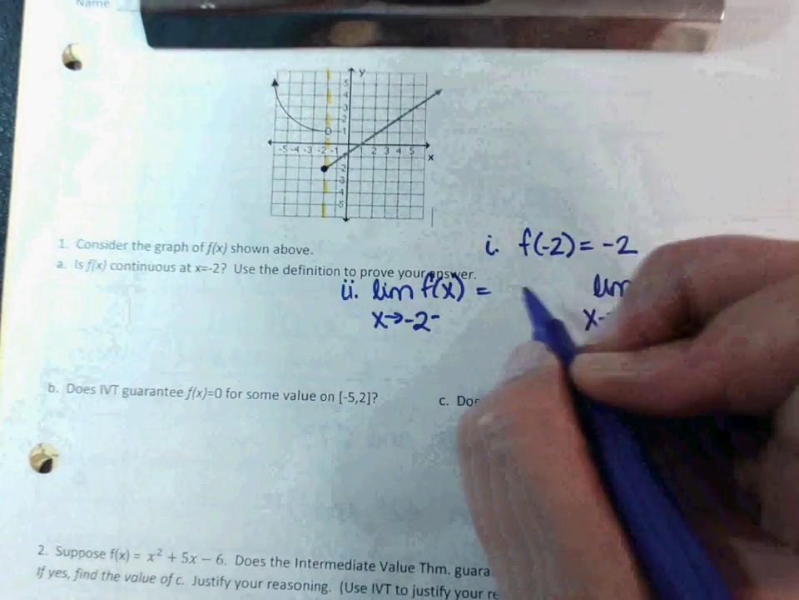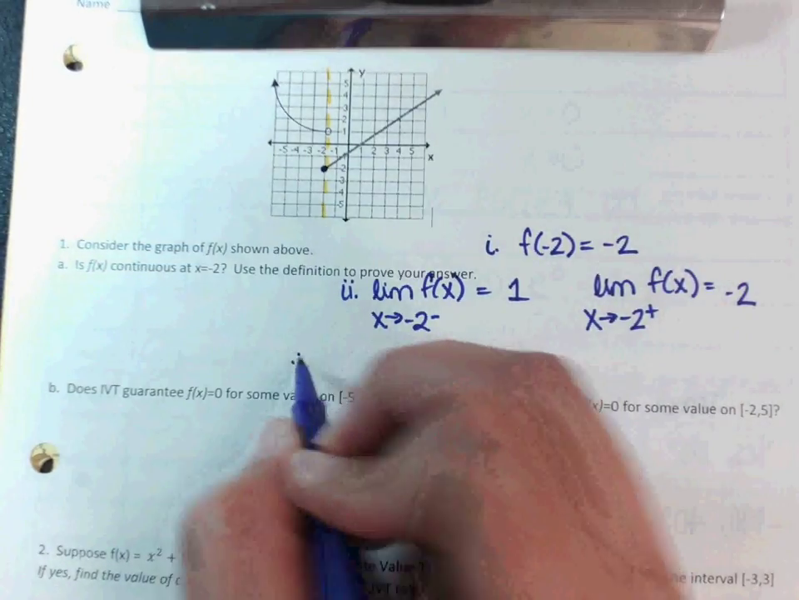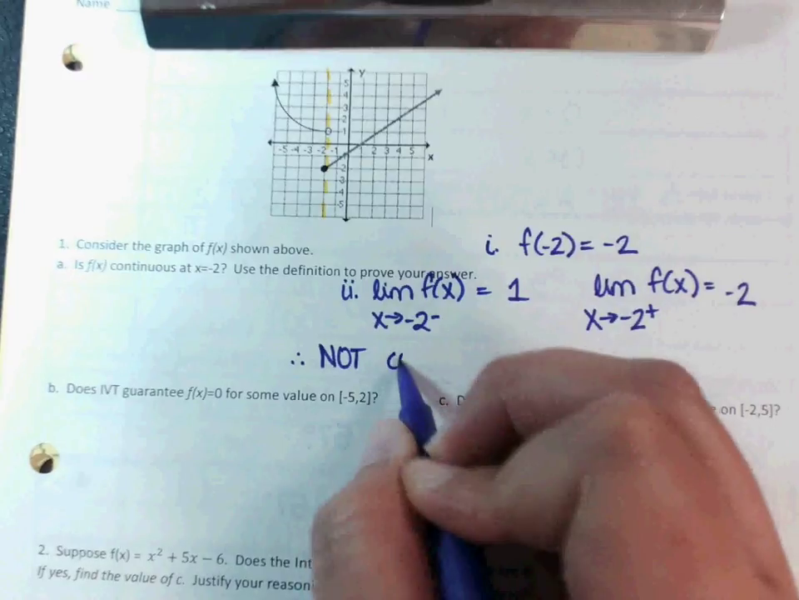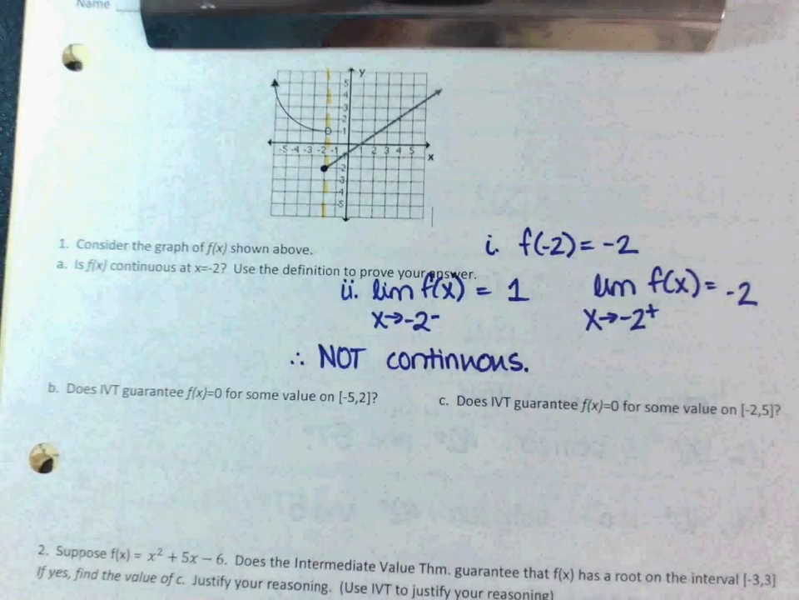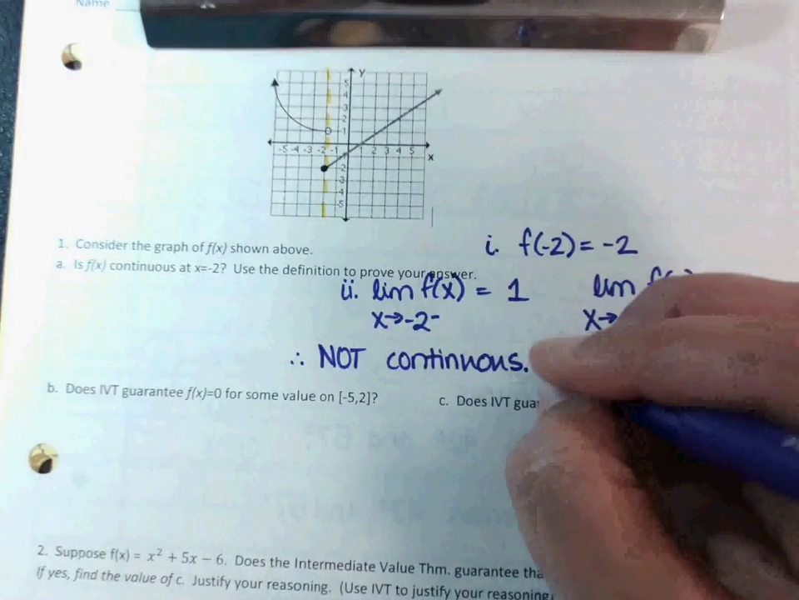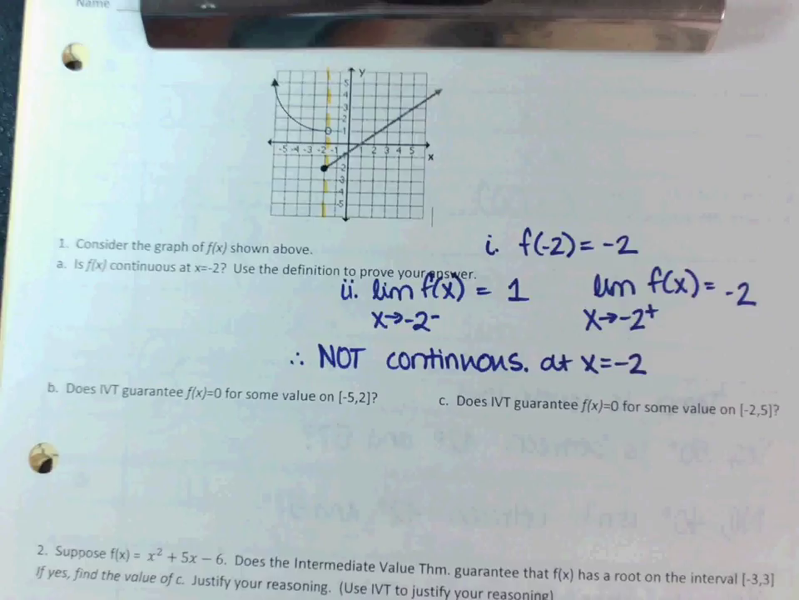Negative 2. Were those the same? No. Then what do we say? Therefore, not continuous. Because remember, those have to be the same, and actually let's put not continuous at negative 2. Is it continuous everywhere else on the graph? Sure, but at that one point, it's not.